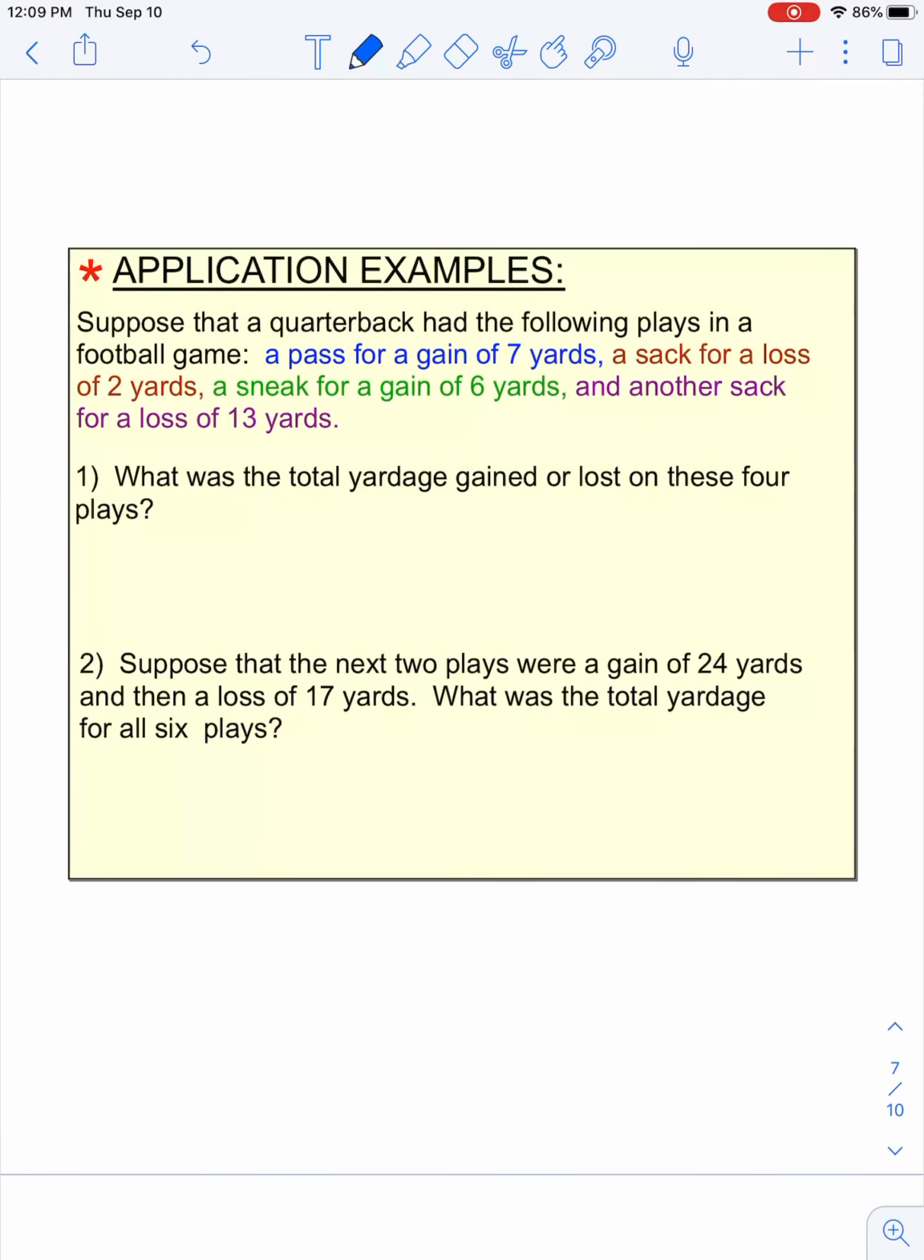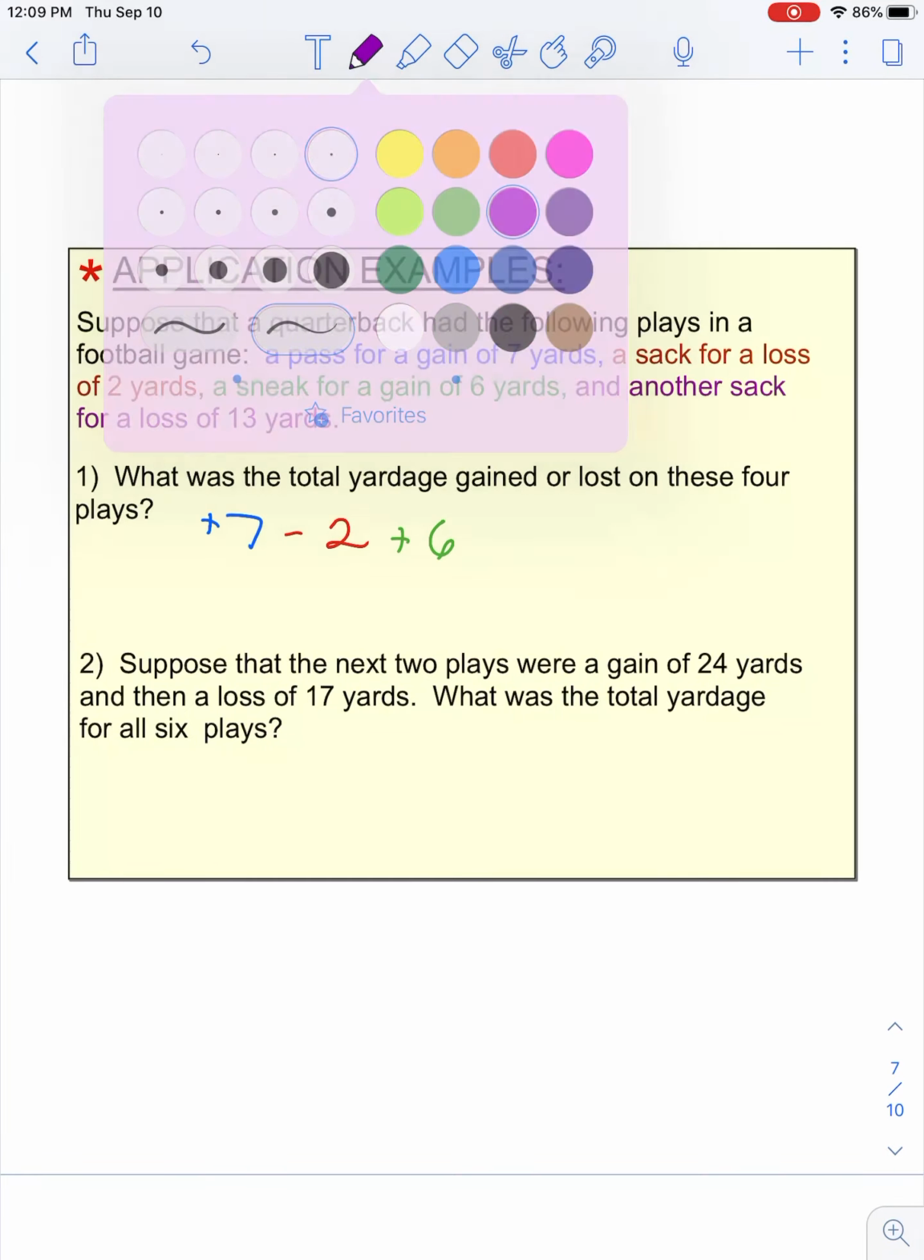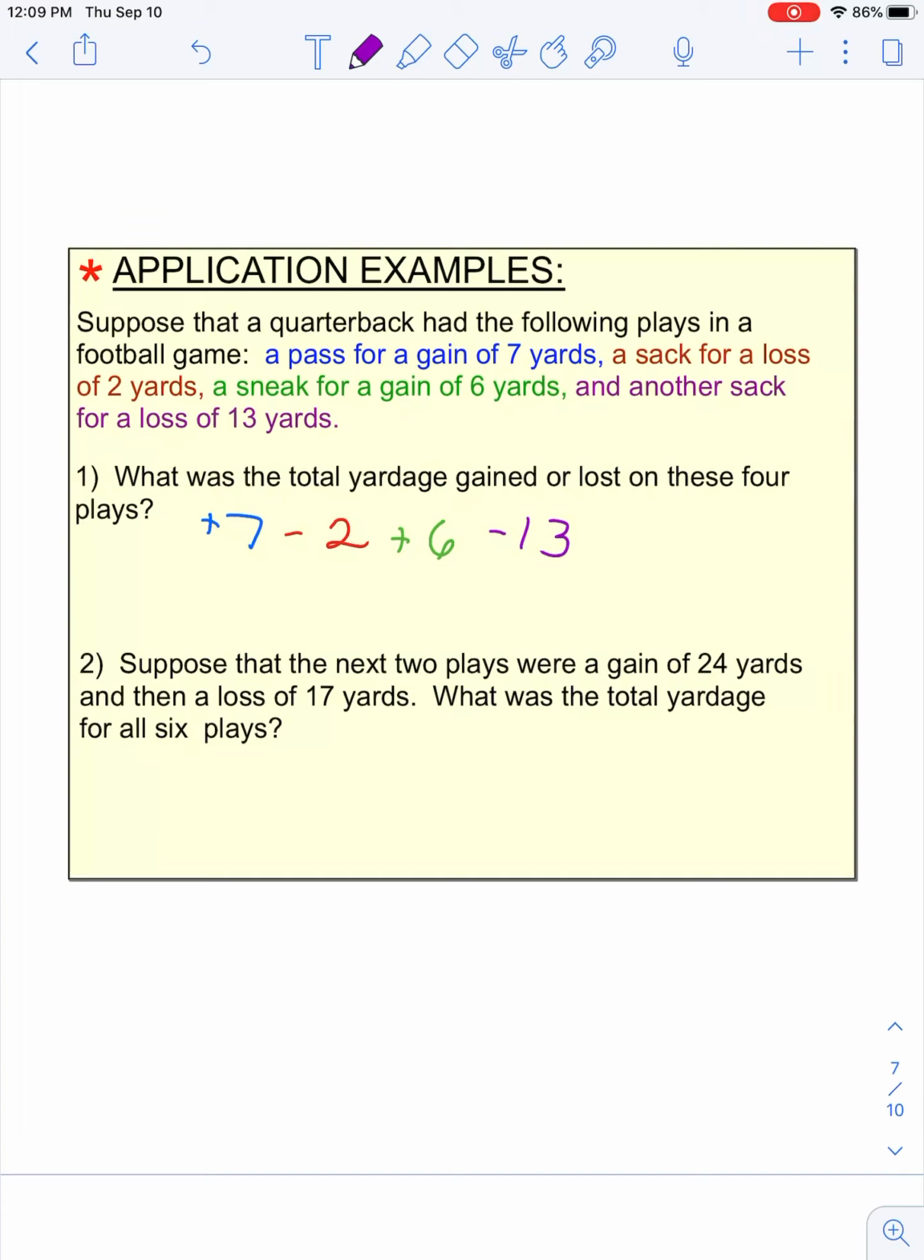So it might be easier if you start out that you have a gain of 7 yards, and then you have a sack or a loss of 2 yards, then you have a gain of 6 by a quarterback sneak, and then followed by another loss of 13. So again, when you write it out like this, you started out with a gain of 7 and you lost 2, so now you're at 5. But now you're going to gain 6 more yards, which means you're at 11. Now you subtract 13 from that, and you are at a -3, which means a loss of 3 yards.